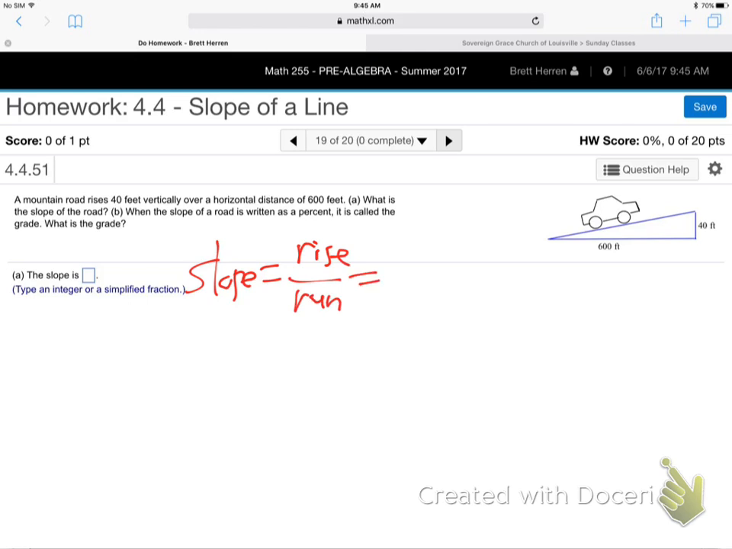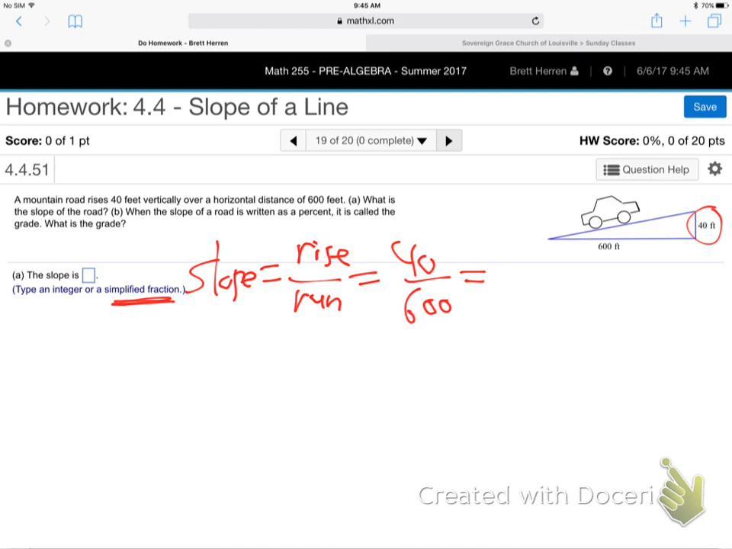Rise over run. So how much does that road rise? Just 40 over 600. Now, they want a fraction for the answer to part A, and then in part B, we'll use our calculator to get a decimal. So let's do the fraction first. So that is a fraction, but we've got to reduce that fraction, don't we?